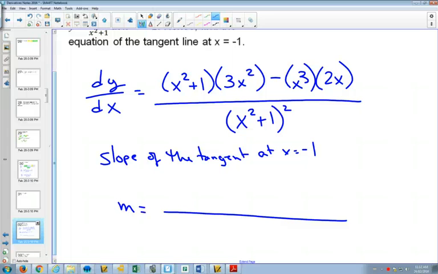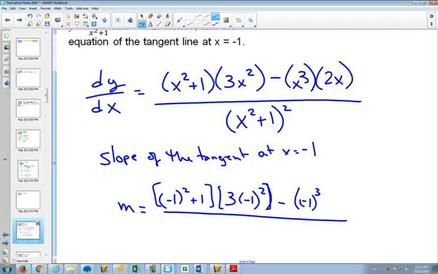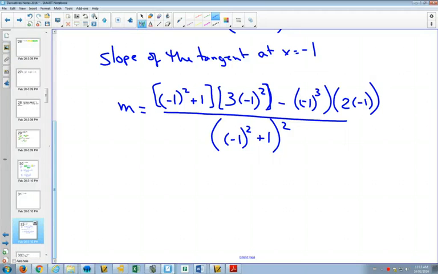So our slope will equal (-1) squared plus 1, 3 times (-1) squared, minus (-1) cubed, 2 times (-1). So I just plugged in a -1 in brackets wherever there was an x.